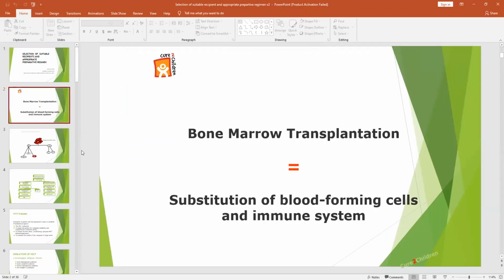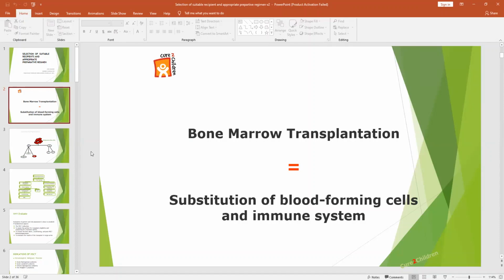First of all, we will tell about bone marrow transplantation. What is bone marrow transplantation? The substitution of the blood forming cell and immune system. On the other hand, it's also called hematopoietic stem cell transplantation, because nowadays worldwide cord blood is also used for transplantation. So it's also called HSCT.